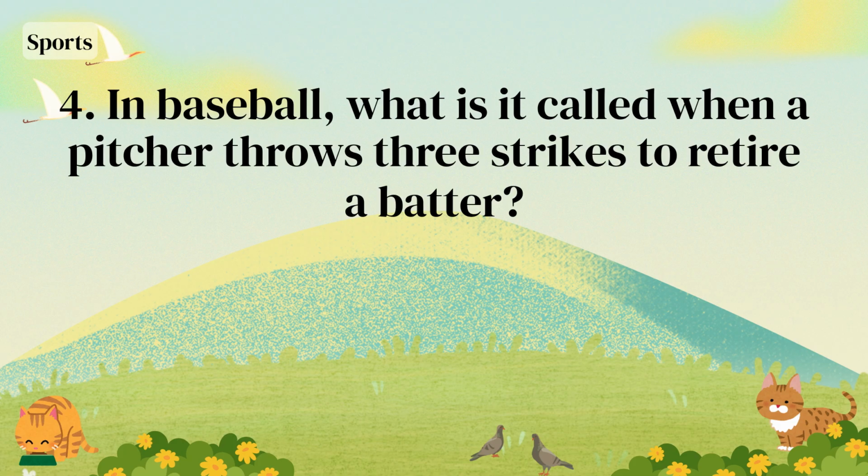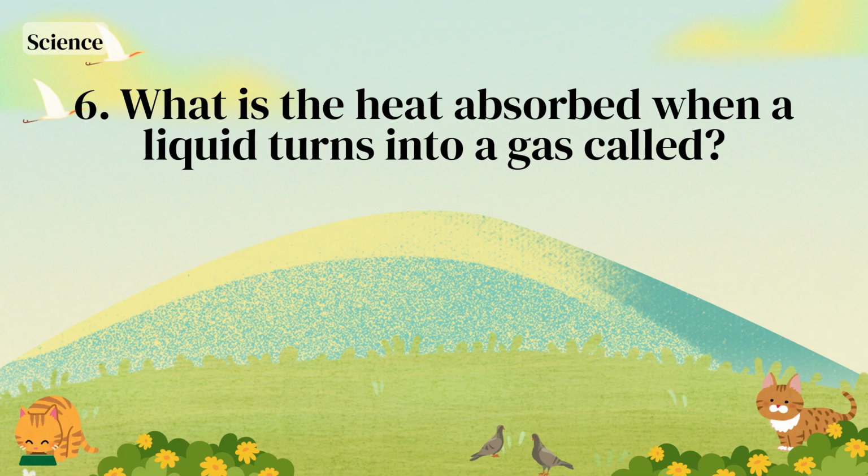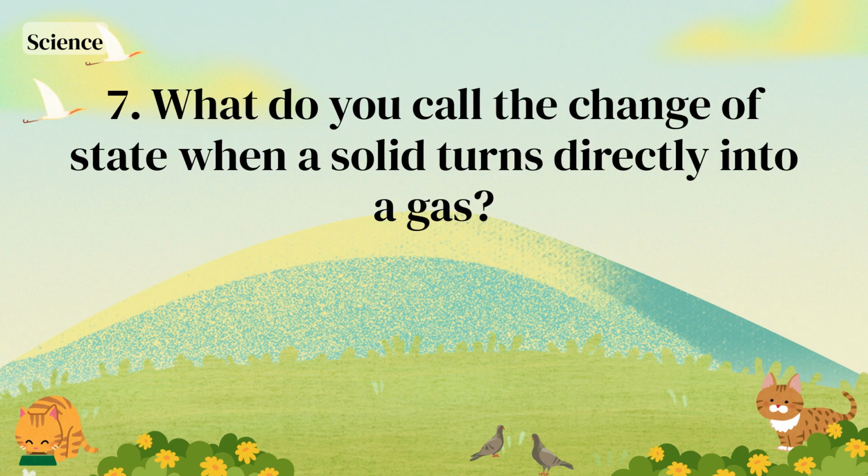Prometheus. In baseball, what is it called when a pitcher throws 3 strikes to retire a batter? Strikeout. In golf, what is it called when a player completes a hole in 1 stroke under par? Birdie. What is the heat absorbed when a liquid turns into a gas called? Heat of vaporization. What do you call the change of state when a solid turns directly into a gas?